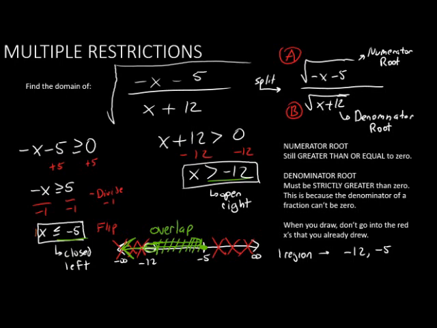Since the negative 12 is an open circle, we'll put a parenthesis on that, and since the negative 5 is a closed circle, we'll put a square bracket on that. Therefore, our solution is negative 12 to negative 5, and this is how we deal with functions that have multiple restrictions.